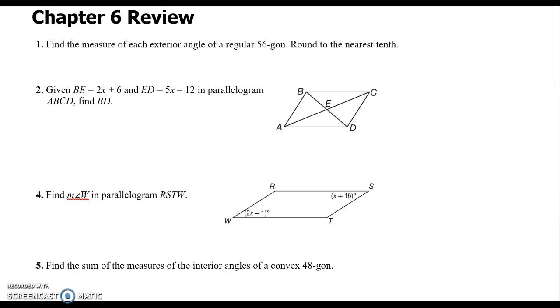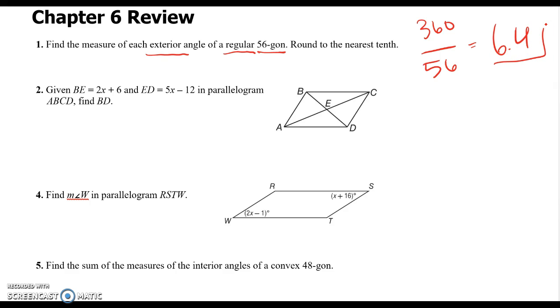So again, when we're talking exterior angle, we know that the sum of the exterior angles of any polygon is equal to 360. This one is regular, so we know that all the angles are the same, and it has 56 sides, therefore it has 56 angles. So if we want to find what each angle is, all it is, is 360 divided by 56. Real straightforward. Use your calculator, and that's 6.4 for number one.